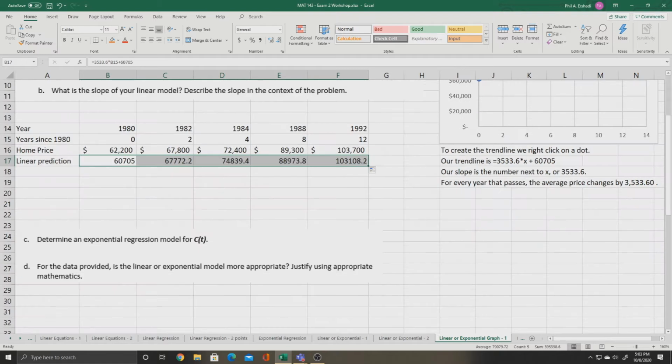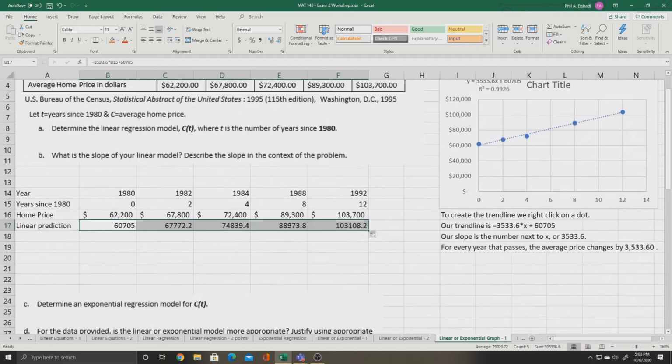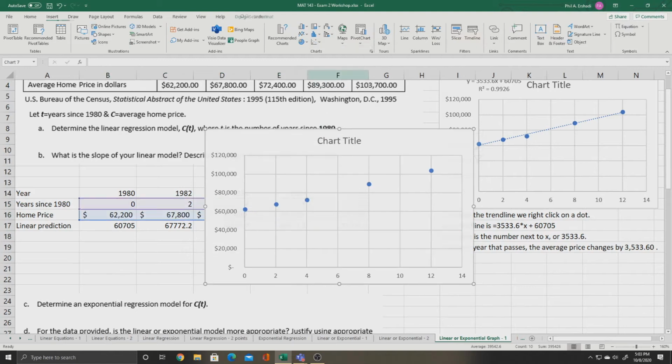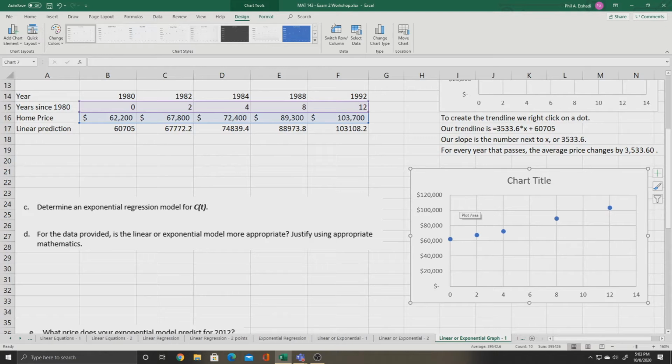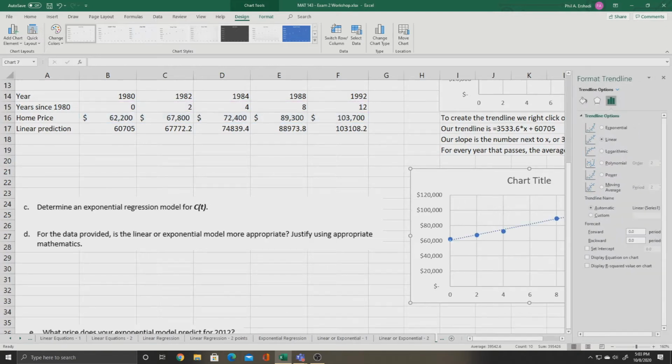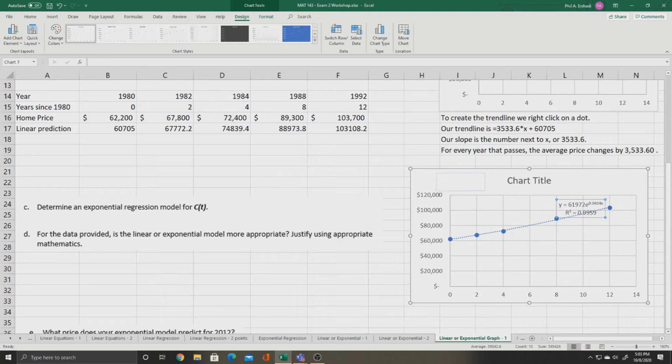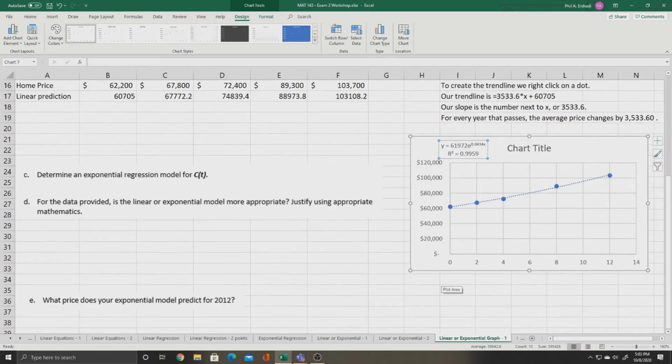Now, part C asks us to get an exponential regression model. So, once again, we're going to repeat the process of selecting the year since 1980 and the home price, insert a new scatter, like before. We'll make room for it down here. Now, right-click again, add a new trend line, but this time we're not going to use linear, we use exponential. So make sure we click on exponential and then display equation and r squared. And now we have something completely different for our exponential regression model.